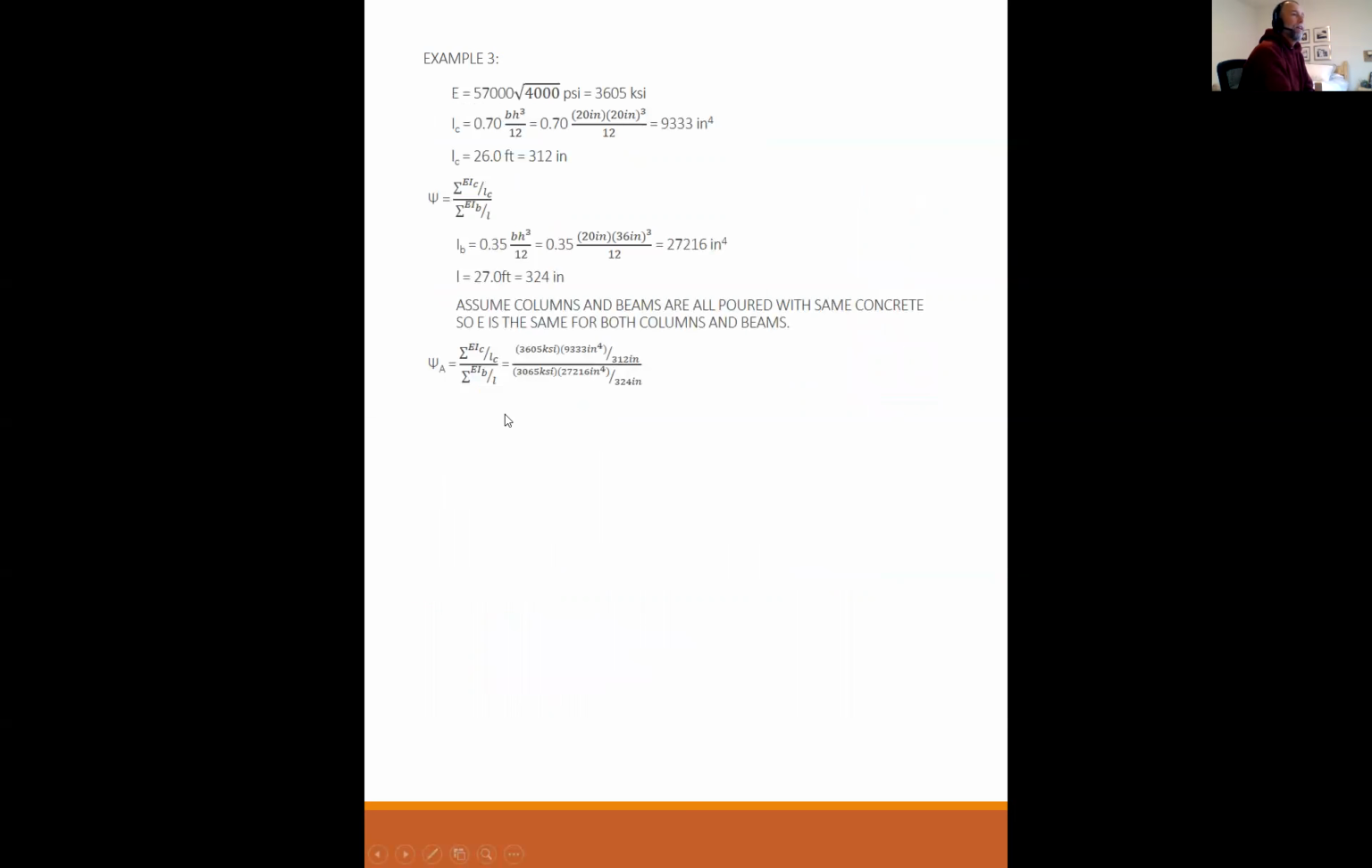Okay, so see here how I say the sum of EI over L? Well, if I had another column going above, then you would add this to another E times I over L, and the same with the beam. Okay, so does that make sense?